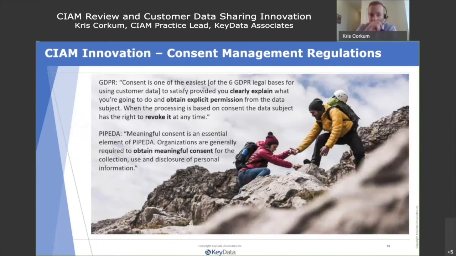From a regulatory point of view, GDPR consent is one of the easiest of the 6 GDPR legal bases for using customer data to satisfy, provided you clearly explain what you're going to do and obtain explicit permission from the data subject. When that processing is based on consent, the subject has the right to remove it at any time. PIPEDA, which applies to us in Canada, says that meaningful consent is an essential element and that organizations are generally required to obtain meaningful consent for the collection, use, and disclosure of personal information.